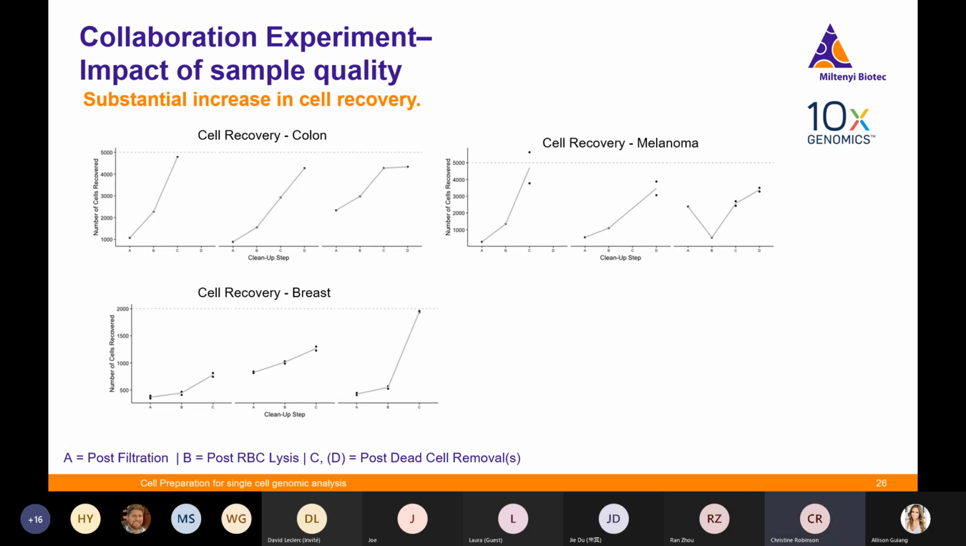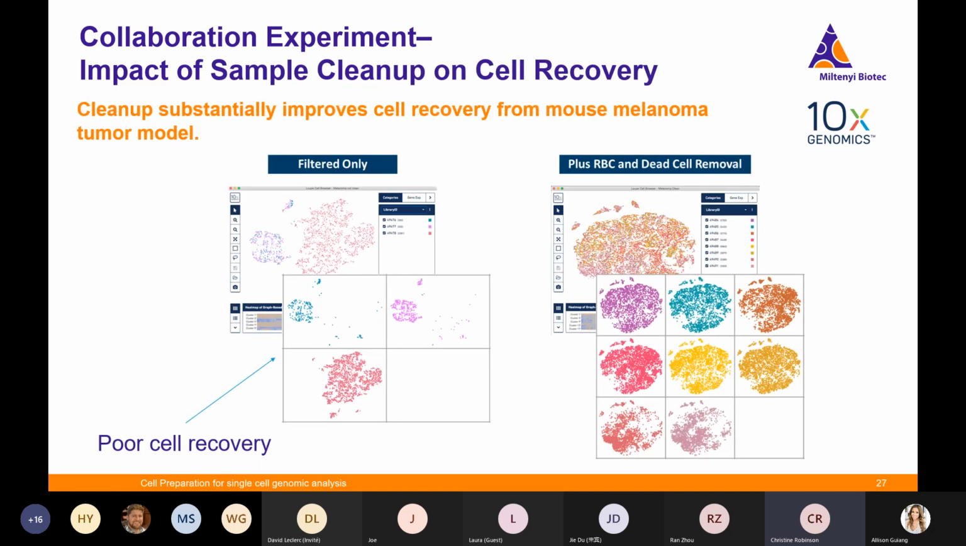And on the next slide, just to demonstrate the effects of poor cell recovery, this can have a really significant impact on the resulting data. So the T-SNE plot on the left is from a mouse melanoma tumor sample that was only filtered, so condition A. And the plots on the right are from samples that got the complete cleanup workflow, including that dead cell removal. And what you can see here is it's really increasing your sensitivity and reproducibility. And you're also getting a better picture of the complexity of your sample. So you really want to optimize your cell recovery by performing all of those cleanup steps.